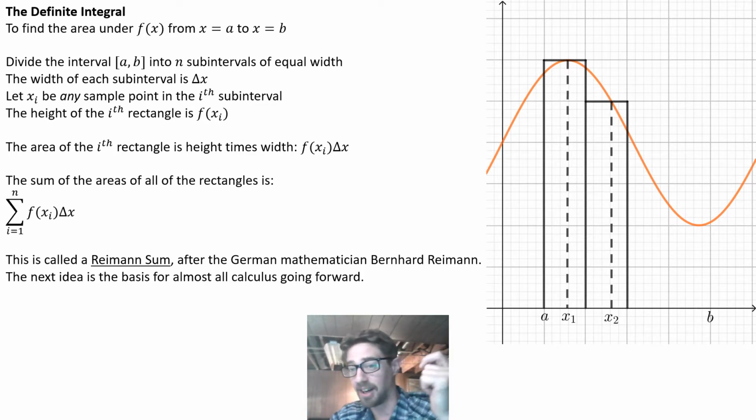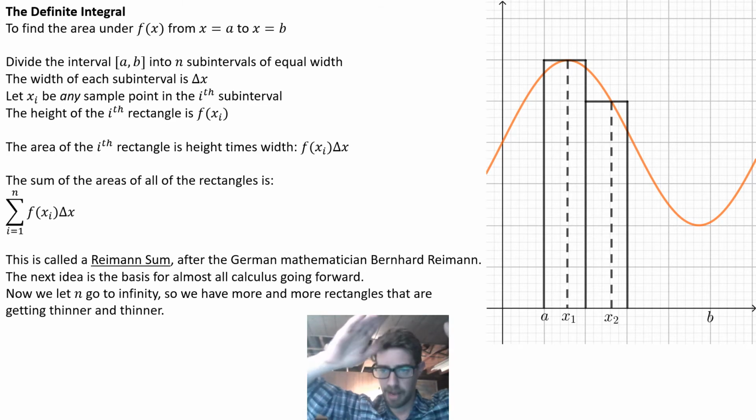So that sum, that approximation, right? That's not the area. That's just the sum of the areas of n rectangles. It has a name. It's called a Riemann sum, but it's not the area. You know what the area is? The area is the limit of that sum as n goes to infinity. So this is important.